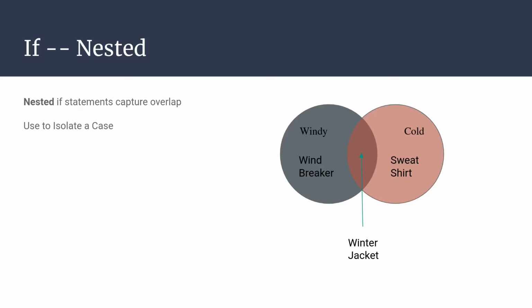You can see here on the Venn diagram that we're really targeting this overlap portion right here. And you can do the same thing with an if statement. So you'll have an if is windy and if is cold, nested, and if in windy, you'll have a winter jacket case. Again, you use nested if statements to isolate a case.